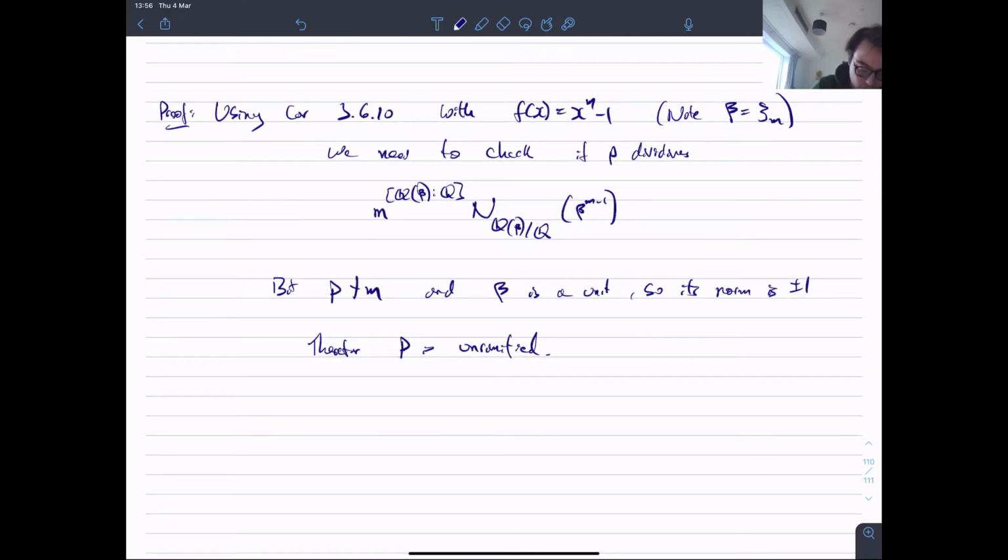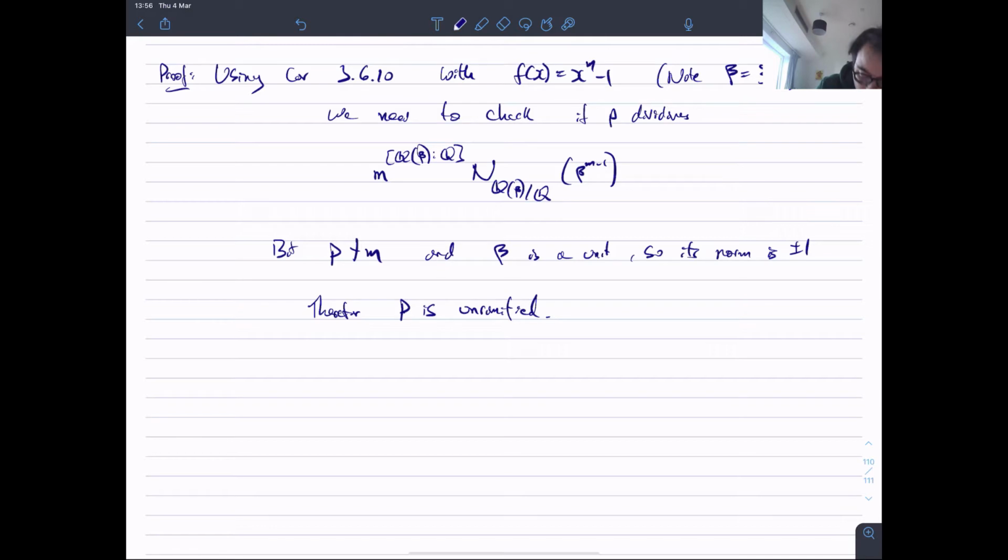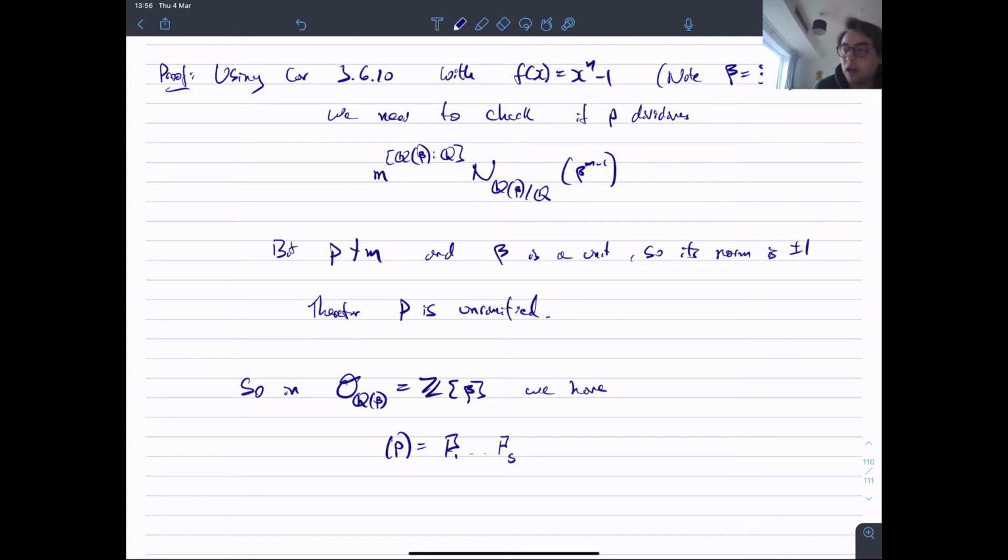So what do we know? Because it's unramified, we know that the factorization has a little bit of structure already. So in O_Q(beta), which, because this is a cyclotomic field, is just Z[beta], we have this prime ideal, whatever its factors are, it's going to have factors like this, P1 to PS. So we're going to have some number of factors, don't know how many, let's call it S, but they're all going to be distinct, and there's going to be no powers showing up because it's unramified. So that's the first thing I know once I know it's unramified.